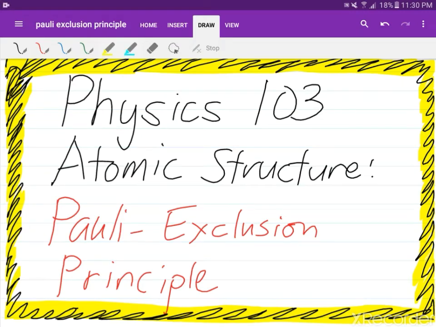This is on atomic structure, and we are continuing currently with the many electron atom system. And in this lesson, we are going to discuss the Pauli exclusion principle.